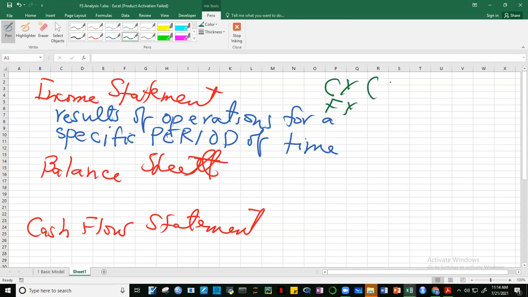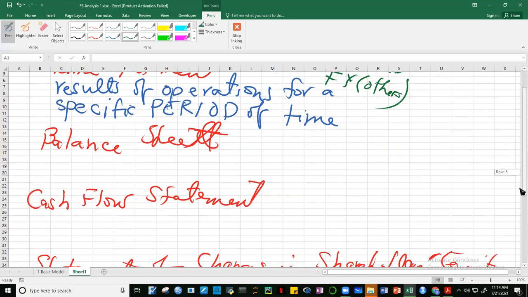Okay, so this is from January 1 to others. I hope you understand my handwriting, guys. So income statement, results of operations for a specific period of time. And as mentioned by Elijah there, it consists of your revenues and your expenses and your net profit, net income. Okay, then we go to the balance sheet.